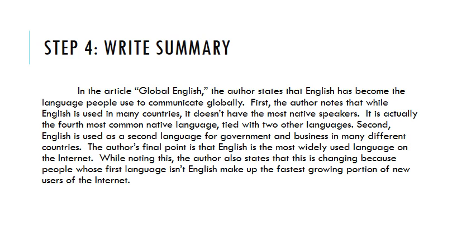So in the article Global English, the author states that English has become the language people use to communicate globally. First, the author notes that while English is used in many countries, it doesn't have the most native speakers. It's actually the fourth most common native language, tied with 2 other languages. Okay, so this is how I got away from using the names of the other languages, the Urdu and the Chinese. And I forget Arabic, and Spanish, I forget the other one.